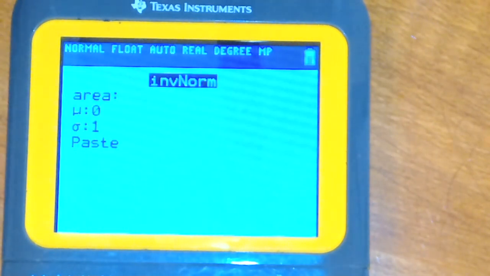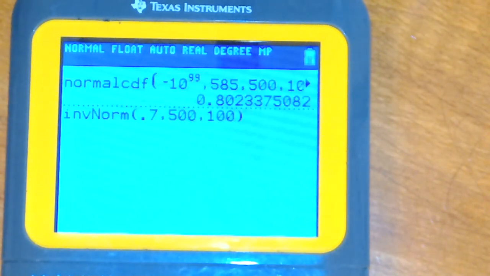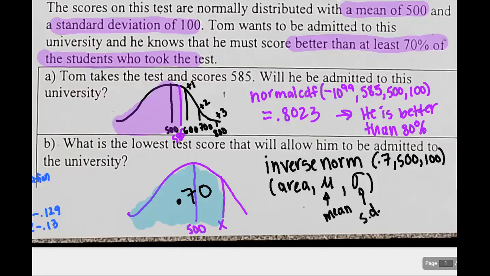Here it says area. Area is the percent, but we're going to write it as a decimal. The next one is our mean, which was 500. The next one is our standard deviation, which is 100. When I press this, it's going to tell me 552.4 is the score that you need. That's going to be at the 70th percentile. So let me jot that down. When I put that into my calculator, I get 552.4. That's the score.